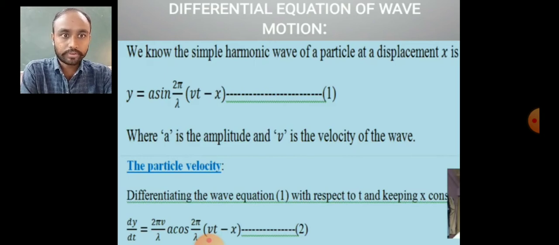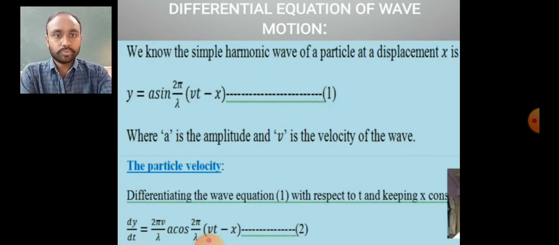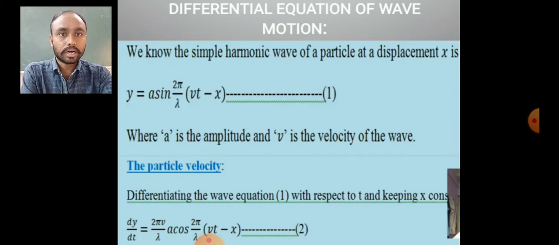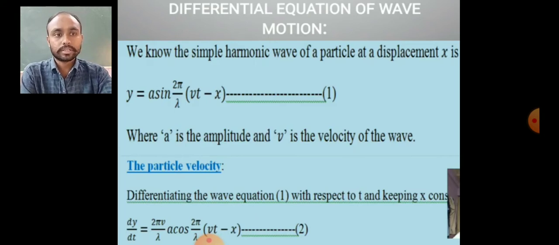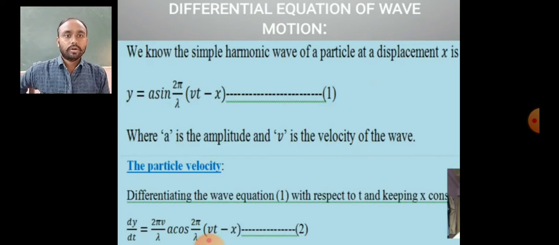Okay, so finally I have written here the final equation, dy by dt on the left hand side is equal to, now I am writing it in a more precise way, 2 pi v by lambda, a constant, and the derivative of this sine we have taken already, that is cos 2 pi by lambda (vt minus x), and we name this as equation number 2. Okay, I hope up to this you do not have any problem.